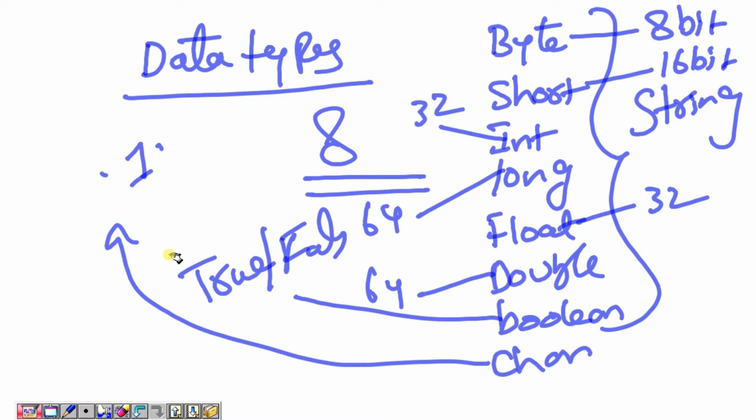We already discussed data types in the last class. Actually, why are we using data types? If you want to store a value in a variable, what type of value are you storing? That is, integer type, float type, boolean type, or char type. That is what it defines.